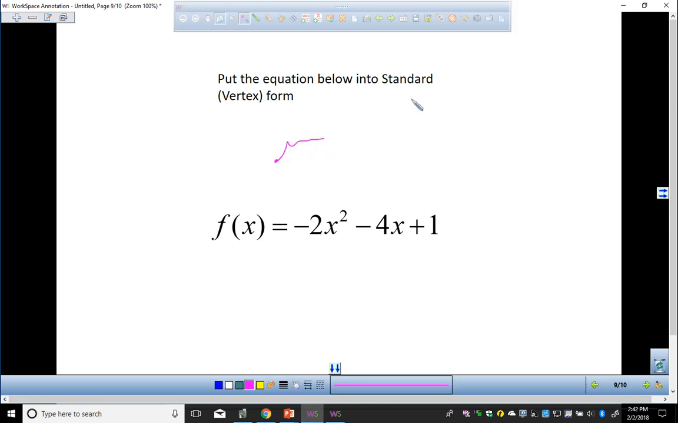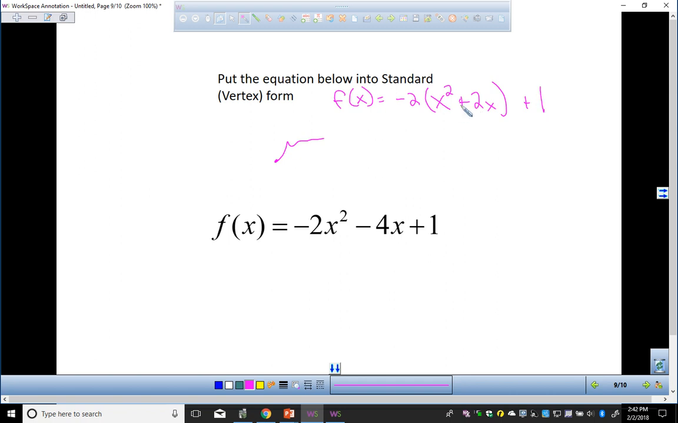So what I want to do is take out a negative 2. So y equals f of x, but I only want to take that negative 2 out of the first 2 terms. I know you can factor out an x also, but you don't want to do that. You just want to factor out the negative 2: x squared minus 2x plus 1, okay?